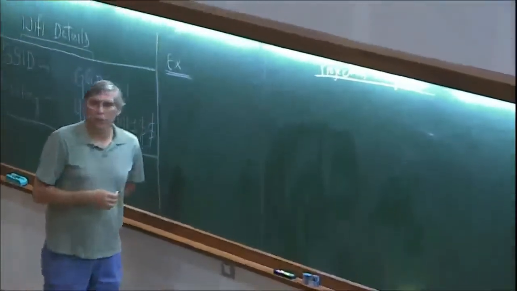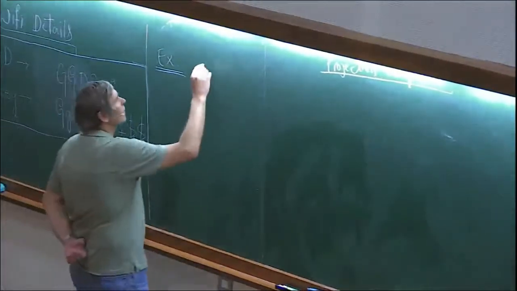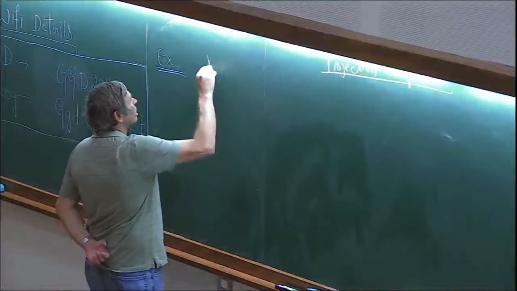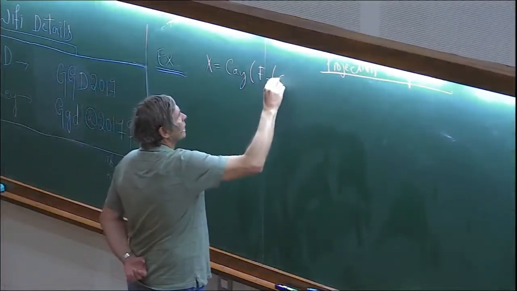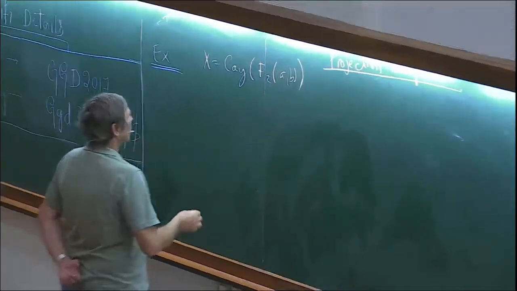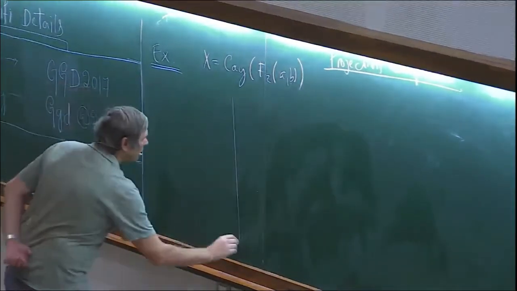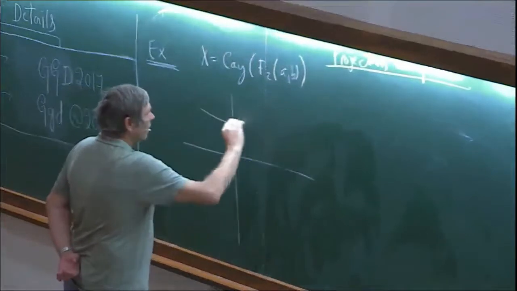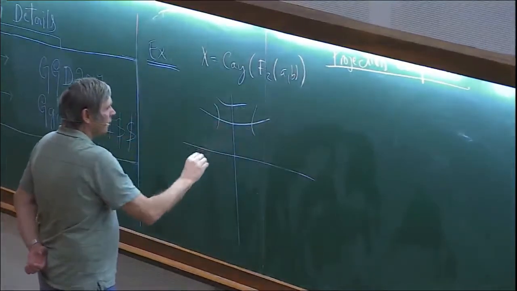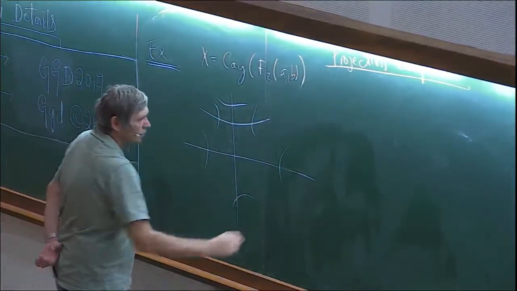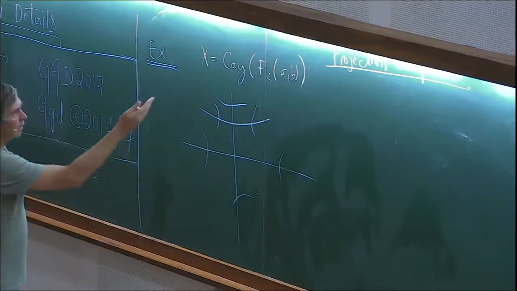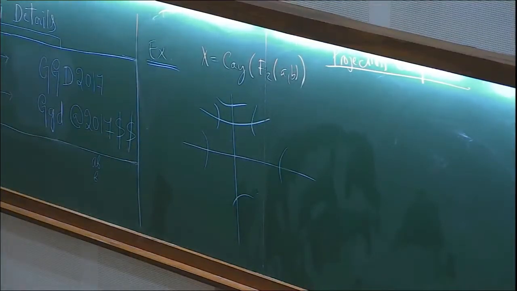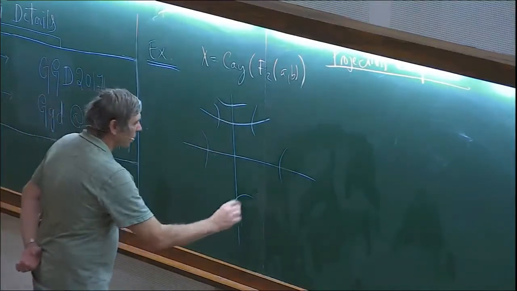The Cayley graph of the free group on two generators. So maybe X is going to be the Cayley graph of the free group on A and B. And that's a tree. This tree consists of what I think of as horizontal lines and vertical lines. So there are these cosets of the cyclic group generated by A and cosets of the cyclic group generated by B.